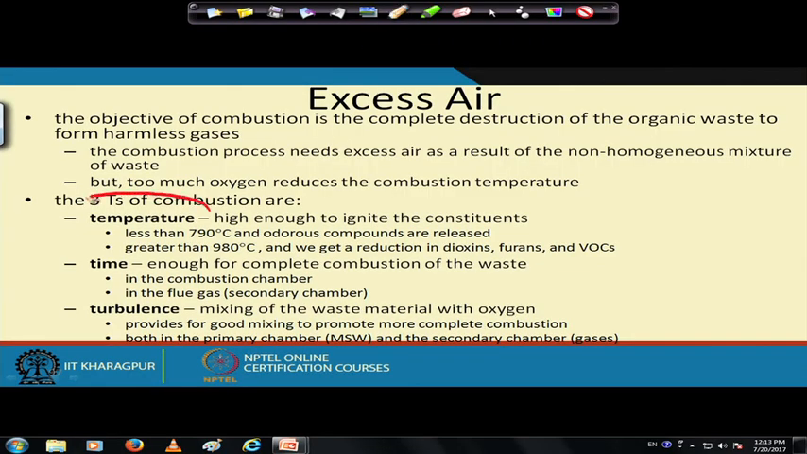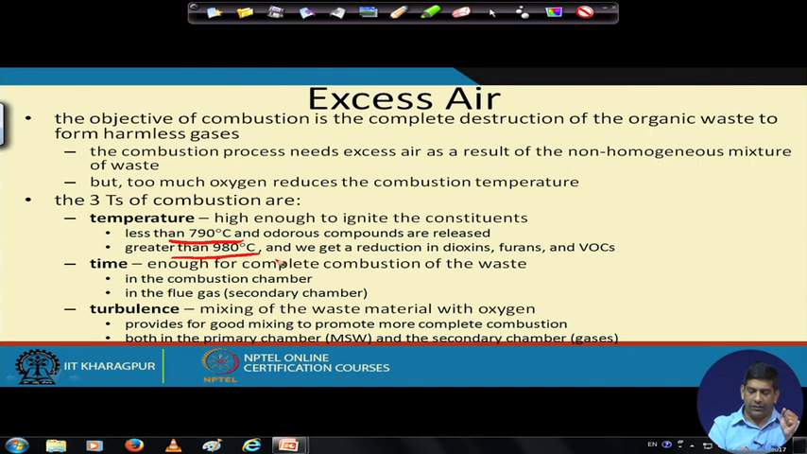Number 1, temperature. We talked about that a little bit already. Now why temperature? It must be high enough to ignite; you have to burn it. Less than 790 degrees will cause odorous compounds to be released. You don't want less than 790 degrees. Greater than 980 and we get a reduction in dioxins, furans and VOCs.